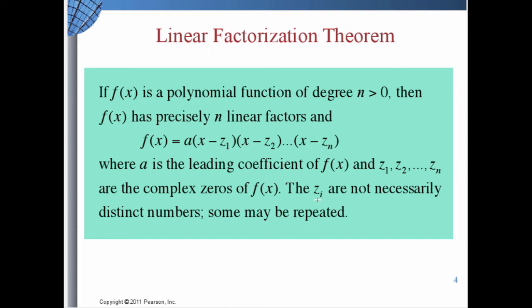The z sub i are not necessarily distinct numbers. Some may be repeated. When you see this z sub i and you see an i subscript, i represents the index. So we have a listing of factors in general, complex zeros, and we categorize them, we index them, and that's what this z sub i represents.